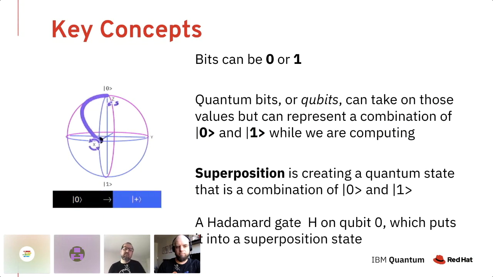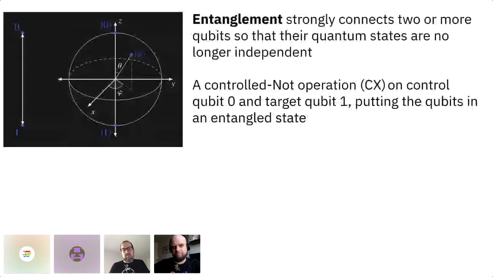To do so, you pass the qubit through a Hadamard gate. Similarly, entanglement is a concept that strongly connects two or more qubits so that their quantum states are no longer independent and they behave as a single entity. To put them into entanglement, you pass them through a controlled NOT gate. Luciano will talk about these gates later in the slides, so don't worry about it.